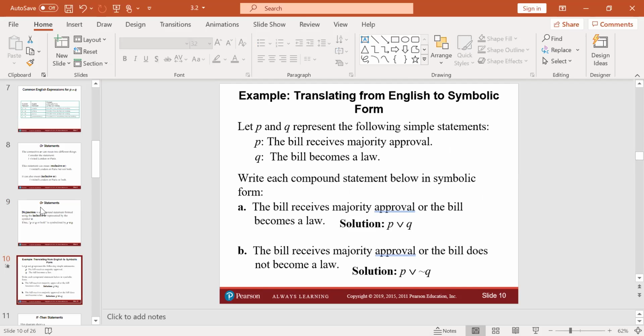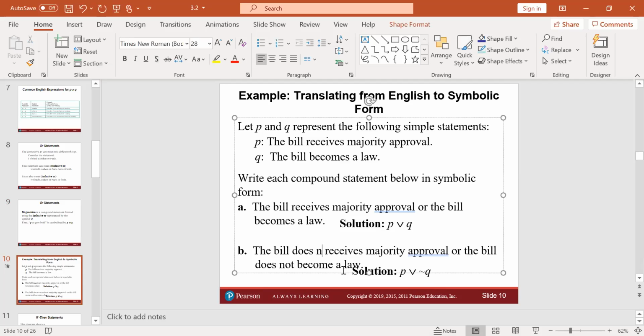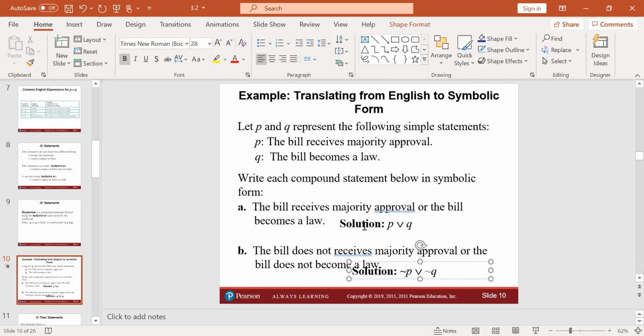If you're talking about the statements P, the bill receives majority approval, and Q, the bill becomes a law, and you want to say the bill receives majority approval or the bill becomes a law, you use P or Q. P, then the disjunction symbol, the V, if you will, capital V, and then Q. If you say the bill receives majority approval or the bill does not become a law, you would say P or not Q. If you say the bill does not receive majority approval or the bill does not become a law, it would be not P or not Q.